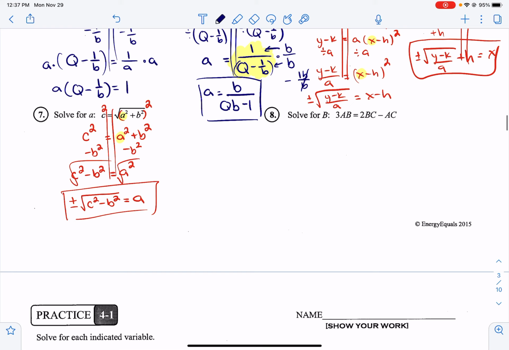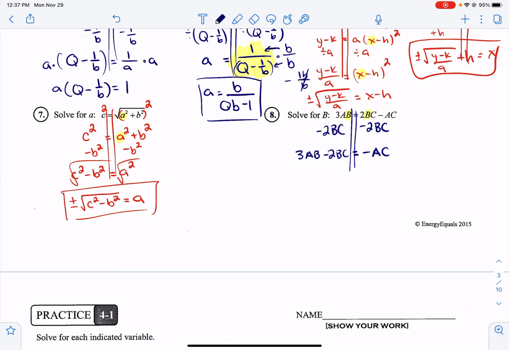Okay, number 8. Solve for b. So I have a b over here. I also have a b on the right. First of all, those b's need to be on the same side. I can't do anything when they're on opposite sides. So let's go ahead and minus this 2BC. I'm going to minus it from both sides. So I get 3AB minus 2BC equals negative AC that's still left over there.